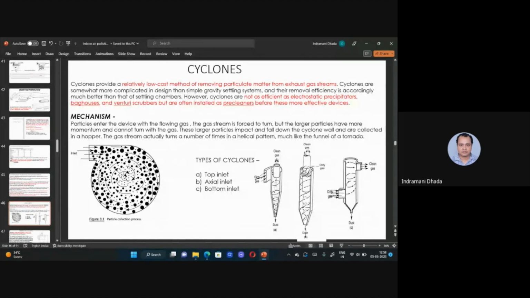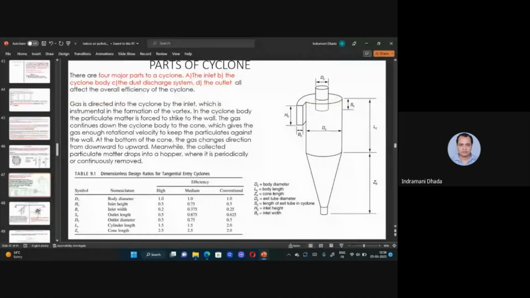Particles can be accumulated at the bottom, and the clean air can go to the top or be removed at the top. This is the mechanism through which the particle gets an inertial force, and then it will stick to the wall or collide with the wall and collide with each other also. The bigger particles can drop easily, and the smaller particles can still be there.